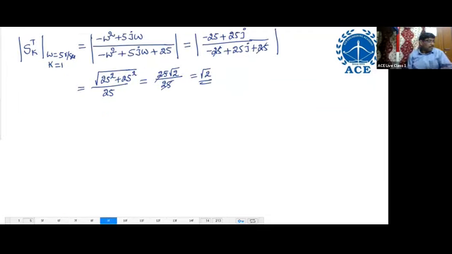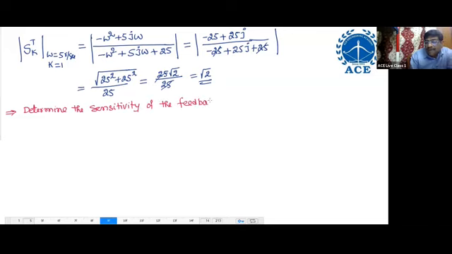One more problem. Note down this problem. Determine the sensitivity. Determine the sensitivity of the feedback network.